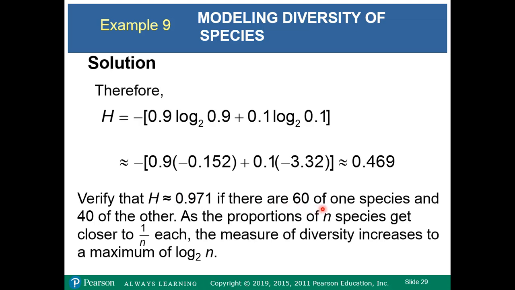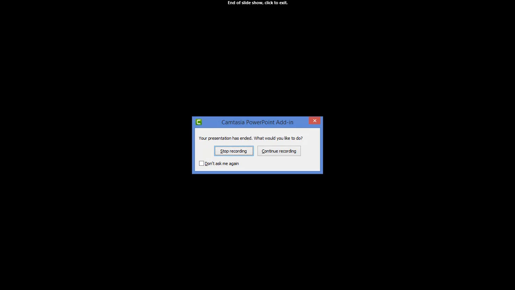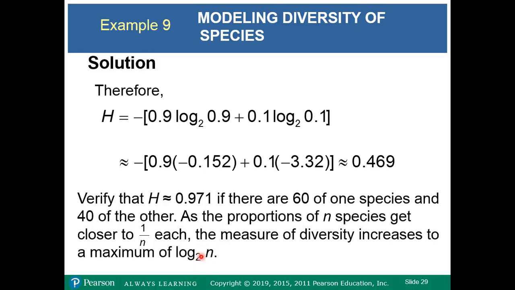If there are 60 of one species and 40 of the other. As the proportion of n species gets closer to 1 over n each, the measure of diversity increases to a maximum of, not the natural log, I'm sorry, but log base 2 of n.